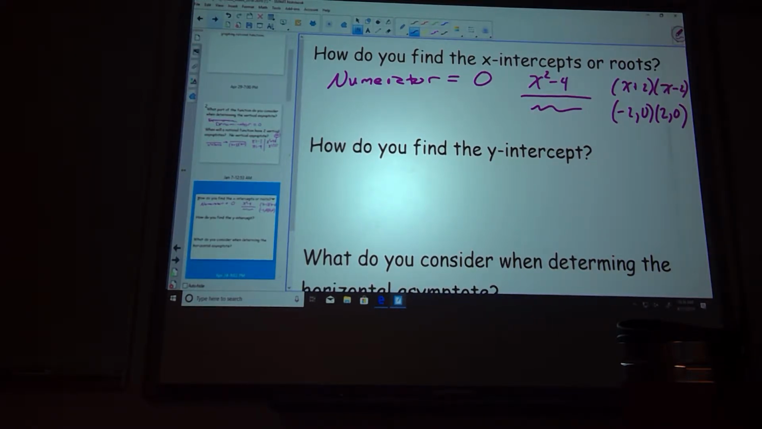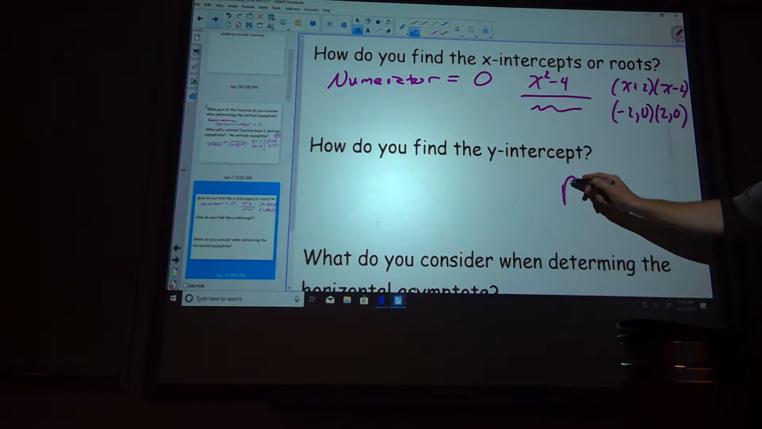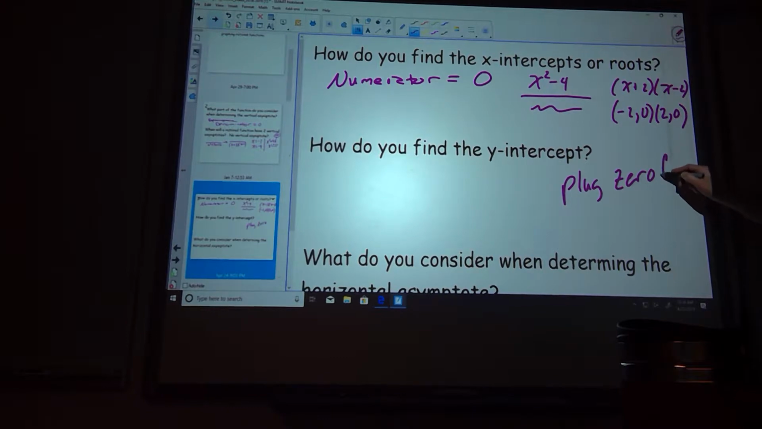How do you find the y-intercept? Oh, that's the easiest one. Plug 0 for x. Okay?